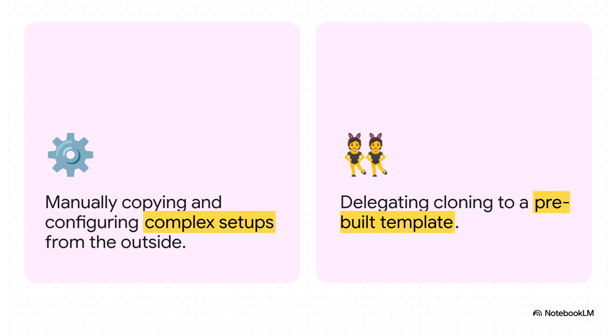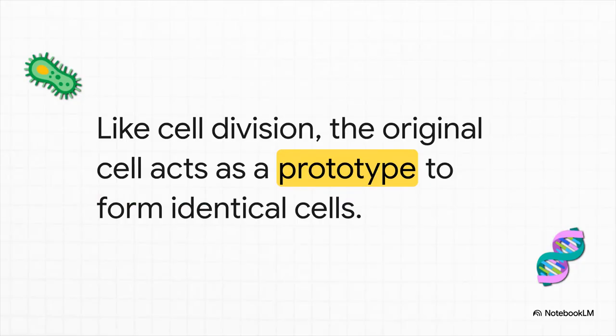This is a pre-built, fully configured template that actually knows how to safely copy itself. To put that into perspective, think of it kind of like biological cloning, specifically mitotic cell division. In a traditional industrial factory, a prototype is totally passive. It just sits there while external machines copy it. But in biology, the original cell actively acts as the prototype. It divides and takes an active role in safely forming a pair of identical cells, bringing all its internal hidden DNA right along with it.